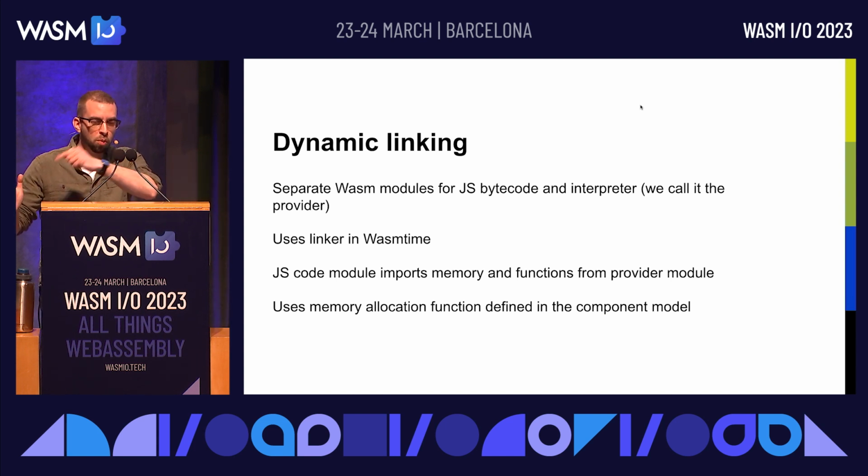When I go and import that, I'm actually importing the eval bytecode in the module that it's being exported from. And then at a high level, and I'll go into some details exactly how this works, we have the JS Code module that imports memory and functions from the provider module using that linker in Wasmtime. And we use a memory allocation function defined in the component model to basically have the one module or the one instance manage memory in the other instance. So we're using these little pieces that exist today inside Wasmtime and exist today as part of the component model specification to coordinate all this and basically give us more options than we had before.